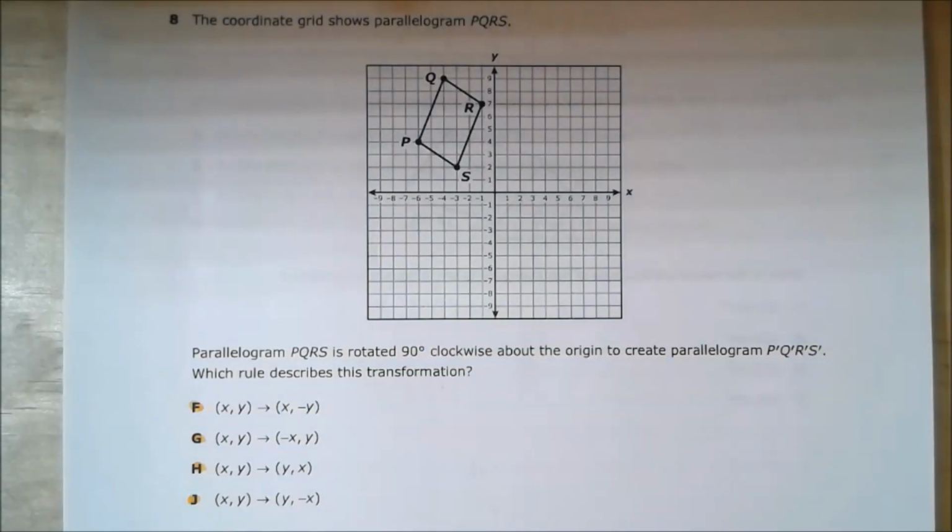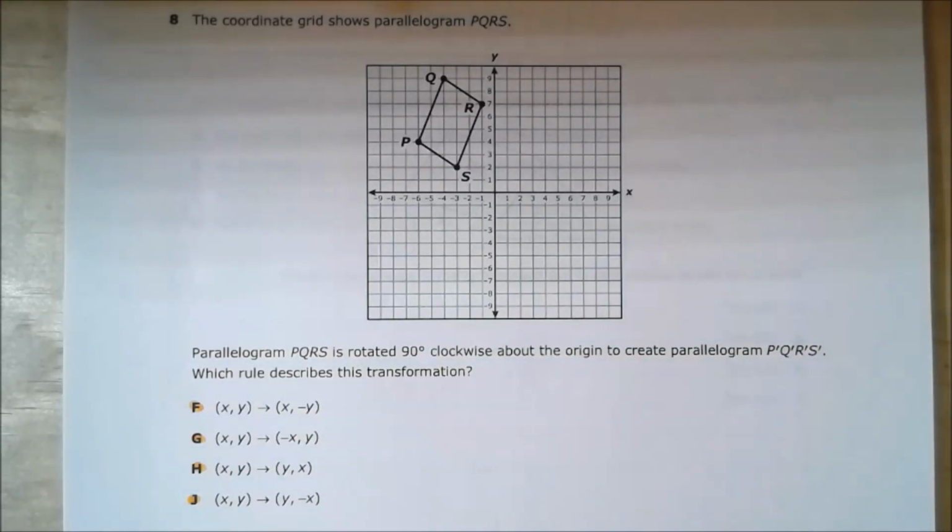Alright, in problem number 8, it says the coordinate grid shows parallelogram PQRS. Parallelogram PQRS is rotated 90 degrees clockwise about the origin to create parallelogram PQRS prime. Which rule describes its transformation? So in this one, in some of these we're going to actually rotate the pre-image so that we can find our image. But in this case, we don't even need to do so. It's just telling us to find the rule. So can we recognize a rule for rotation?